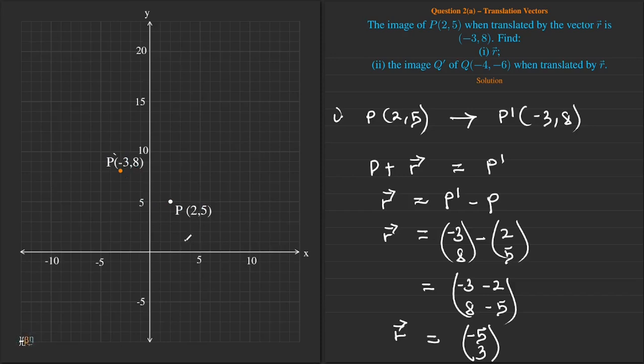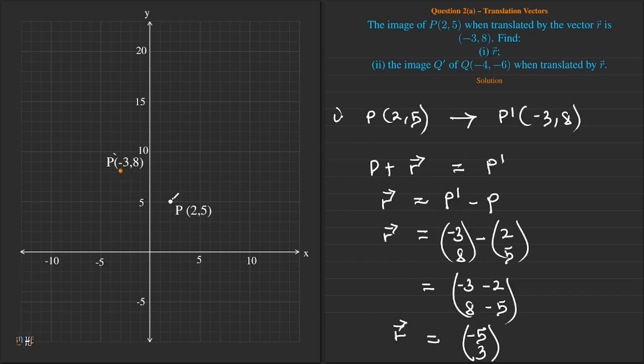So on our Cartesian plane, I've put the point P here, which is 2, 5. So we have 1, 2, 2, and then it goes up 5. And then its image is negative 3, 8. So this is negative 3 and it goes up 8.